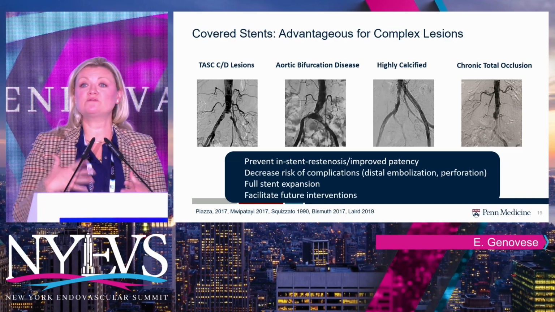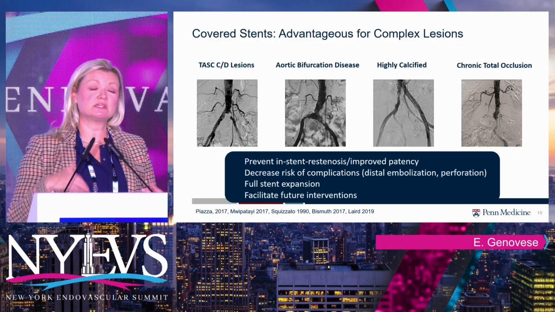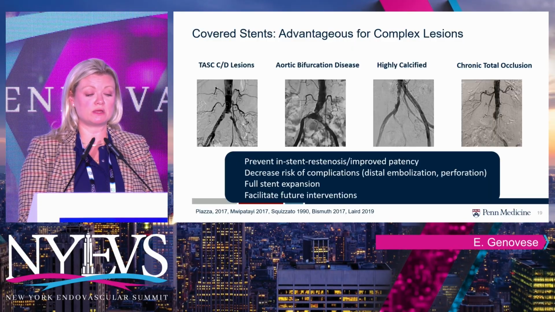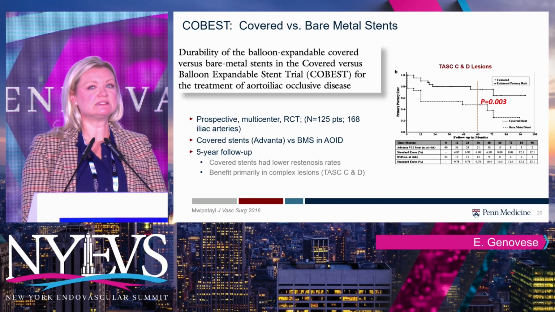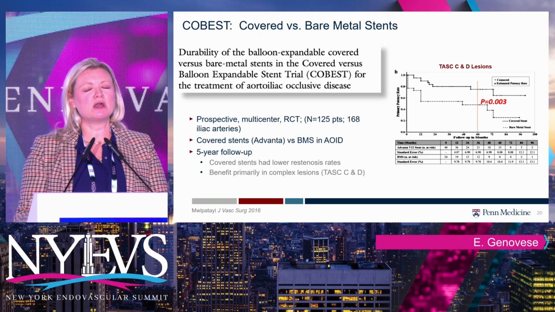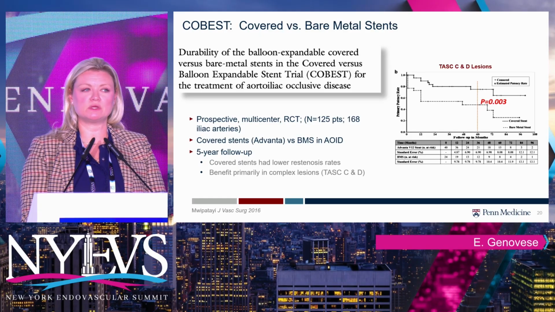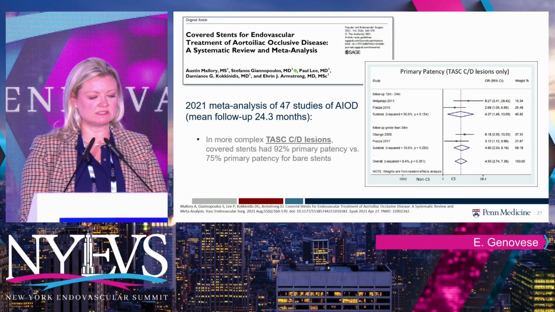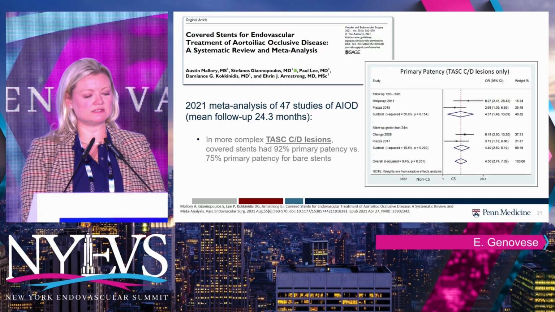And then this can also facilitate future interventions. If you're doing kissing stents, it can be very difficult to come back up and over through bare metal stents in the future. Covered stents have been touched on, but obviously this demonstrates, in the complex lesions, TASC C and D, covered stenting has far superior patency with regards to aorto-iliac reconstruction as opposed to bare metal stenting. There's also meta-analyses that support this as well.